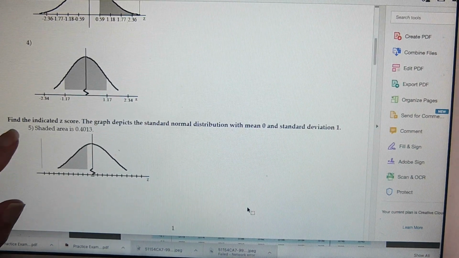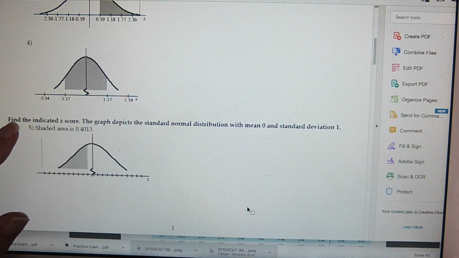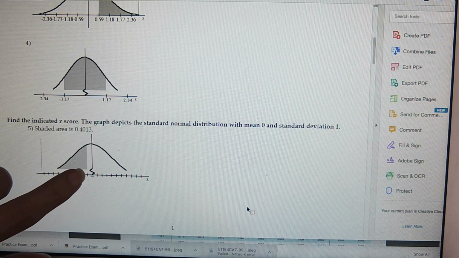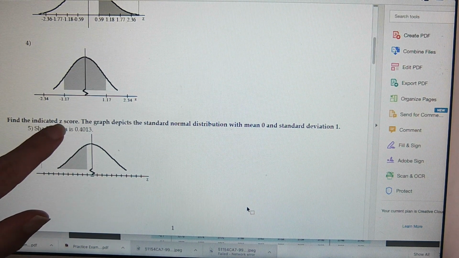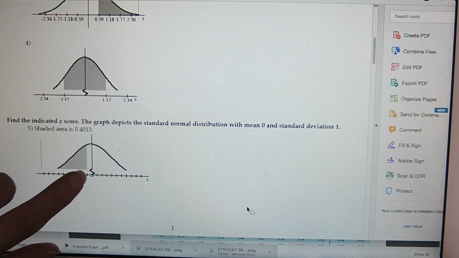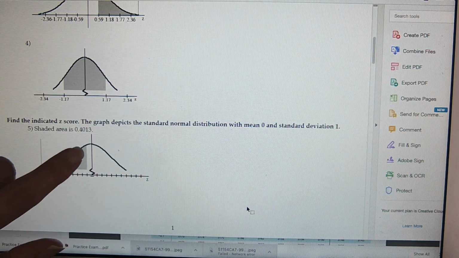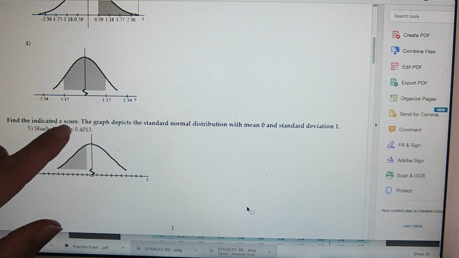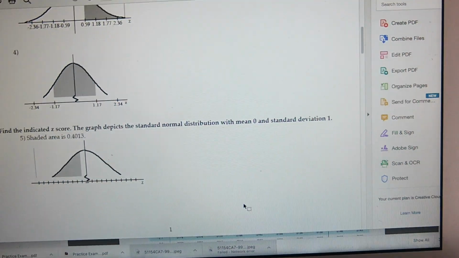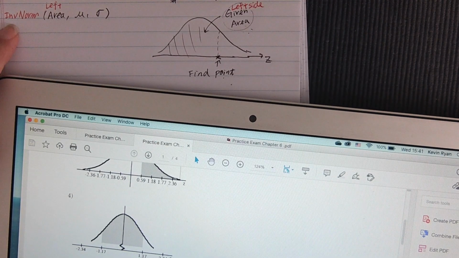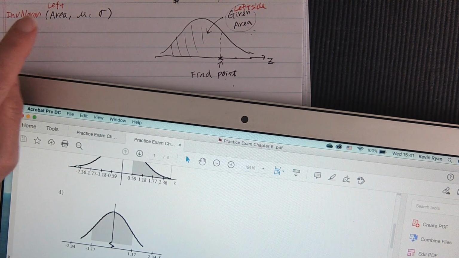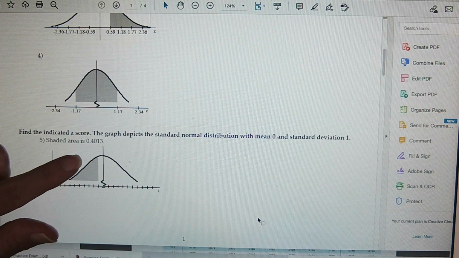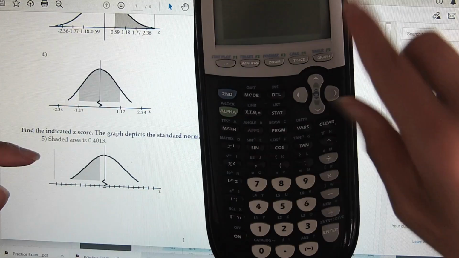Here is different. Find the indicated z. What's this point? I'm looking for the z-score. It's a point. If you have an area given, that's my area. This is the area. So what's my point? That's why it's this one. Oh, it's inverse norm. The area is given. Okay? So make sure you use this one. So I'm gonna go.